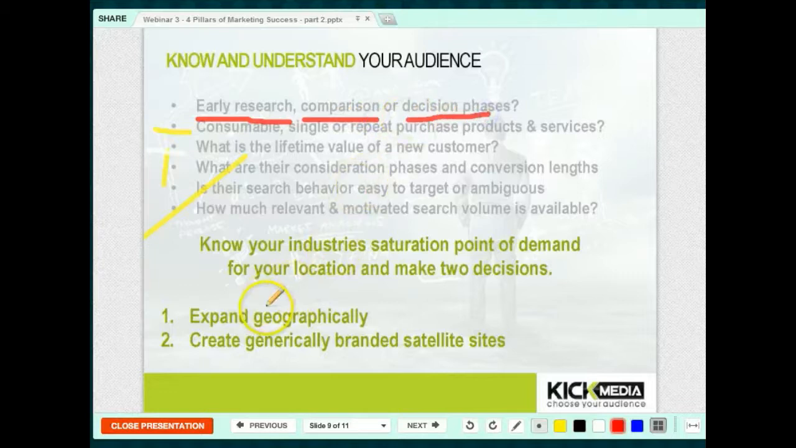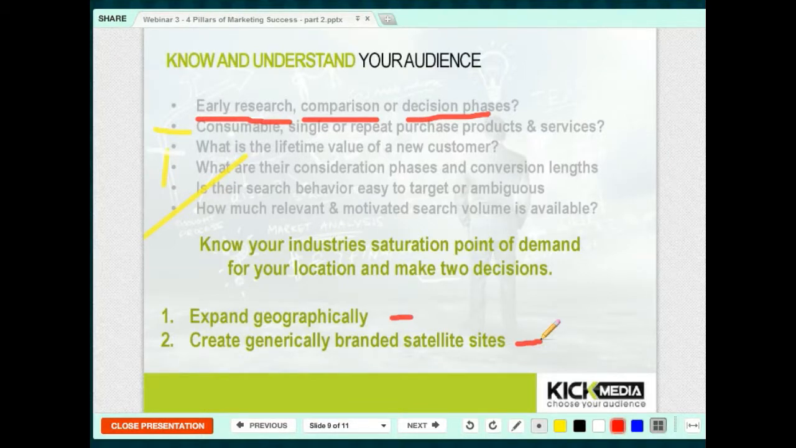Okay, so again, a few things to think about for your business. Know your industry saturation point of demand for location and make two decisions. A, expand geographically, or B, create some more branded satellite sites. And we do that quite often.